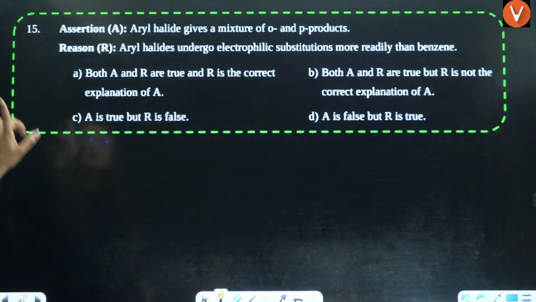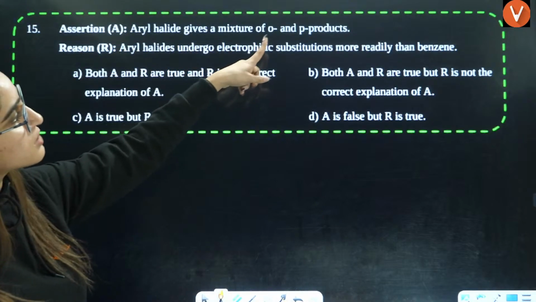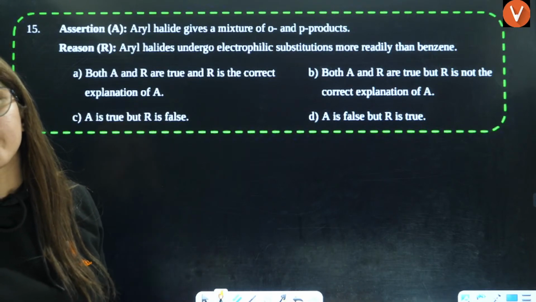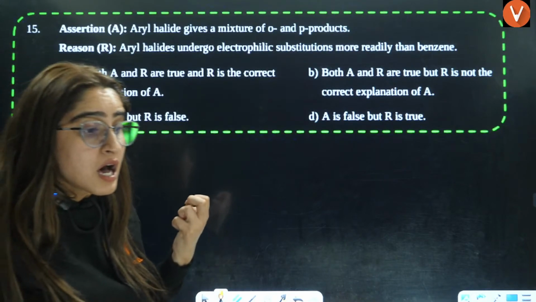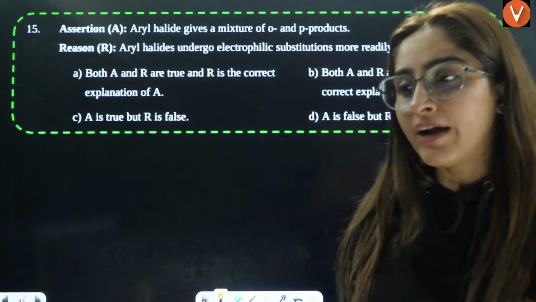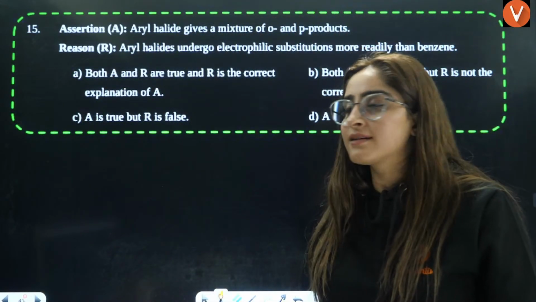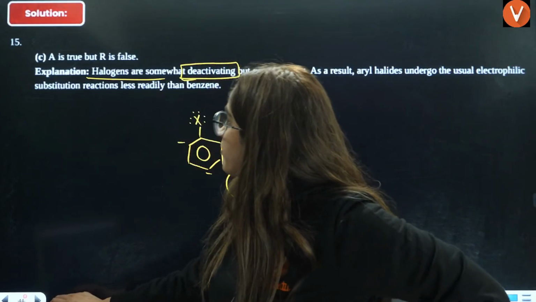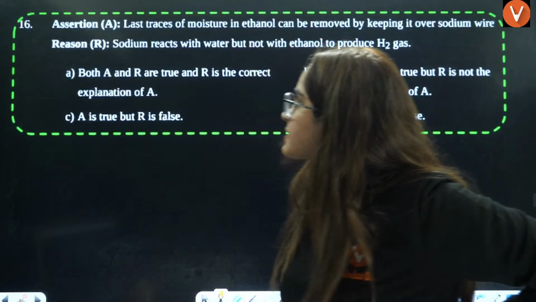Now, if you see here, aryl halide undergoes this more readily than benzene? No, that is a false statement. The reason being that this halogen is deactivating the ring here, right? That's why it will not react readily here. Okay, ji, so the answer is going to be A is true, R is false.